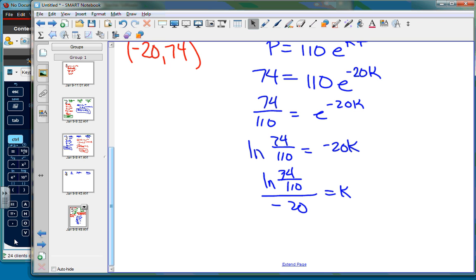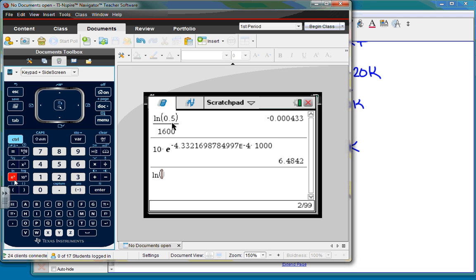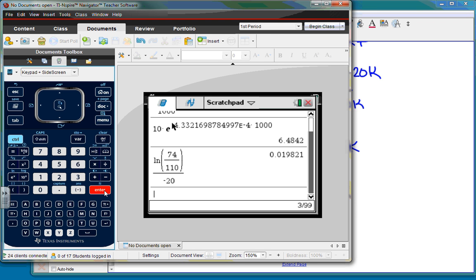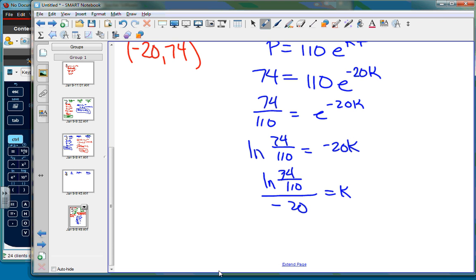So I come back over here to my calculator. The natural log of 74 divided by 110, all divided by negative 20. And what rate does that give me? First of all, is it a positive rate? Yes. If it would be negative, I would know I did something wrong, probably keying it in, because it needs to be positive, not negative, right? So there's my rate, 0.198.